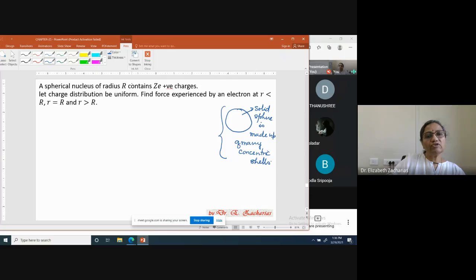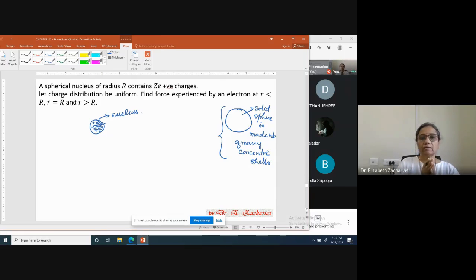A spherical nucleus of radius r contains Ze positive charges. You all know that inside the nucleus, this is the nucleus. Now the radius of the nucleus is capital R, and inside the nucleus, you know, protons are there, and Ze is the total charge inside. So let's say it is not a surface charge distribution, it is a solid charge distribution. And let's assume that these positive charges are uniformly distributed everywhere inside this particular sphere.